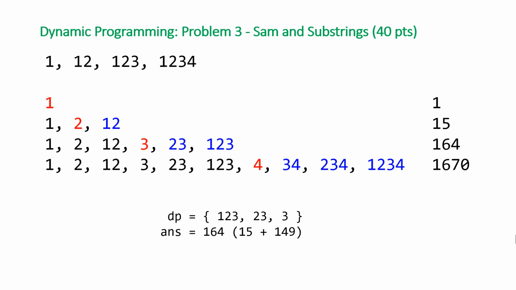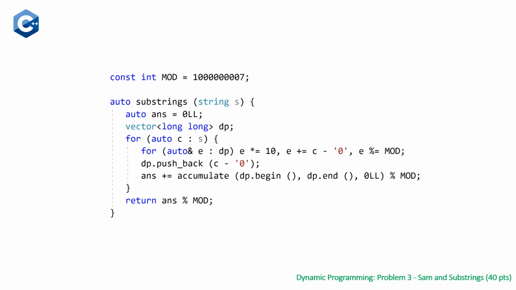So I'll show the code, but keep in mind this is not a full solution. It will pass some of the test cases, but not all of them. So this is our C++ solution for this problem. You can see at the top here, just as we showed, we're initializing a variable that's a long answer and a vector of longs dp, and then we're going to loop through every character in our string s.